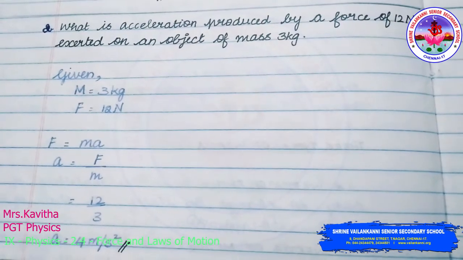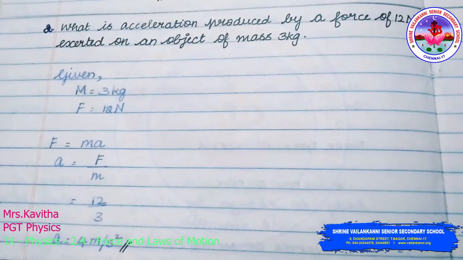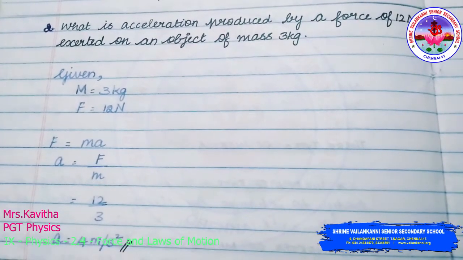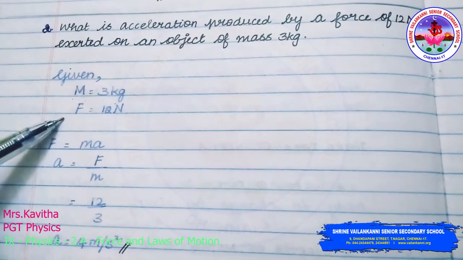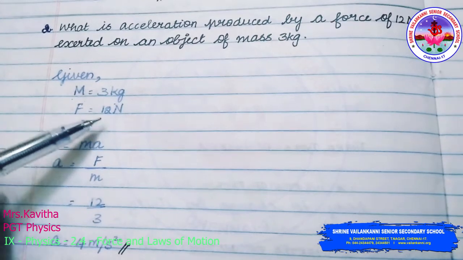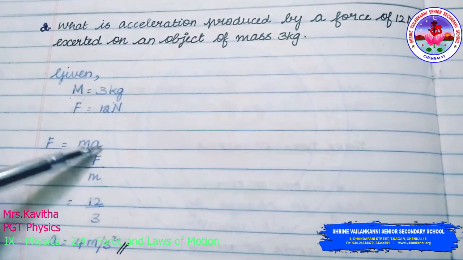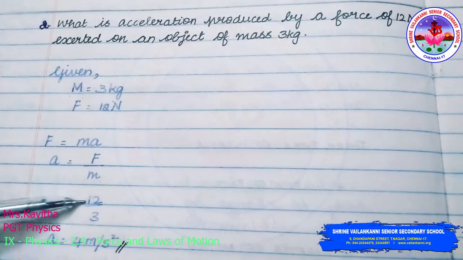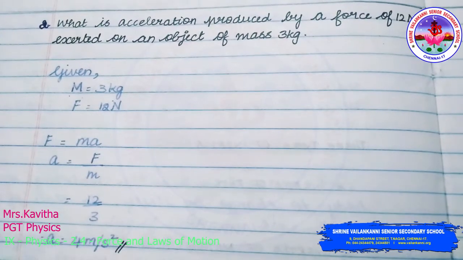Second numerical, what is acceleration produced by a force of 12 Newton exerted on an object of mass 3 kilogram? So what they have given, m which is equal to 3 kilogram mass, and the force of 12 Newton exerted. So force F is equal to 12 Newton. What is the force formula? We know that F is equal to ma. They have asked here acceleration. So a which is equal to F by m. So 12 by 3 which is equal to acceleration 4 meter per second square is the SI unit of acceleration.